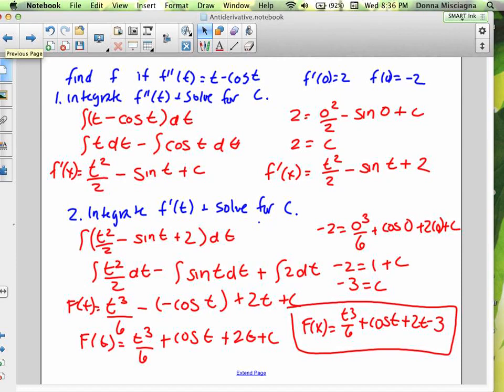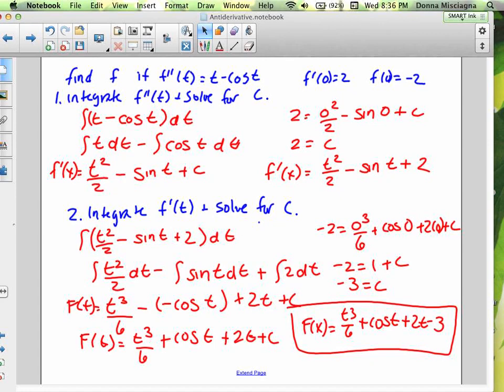Okay? So if we were to take the derivative here, I won't write it down, I'll just say it. The derivative of t cubed divided by 6, the 3 would move in front. So that's going to be 3 over 6, that's 1/2. So 1/2 t squared, and that would be minus sine plus 2. And that's what we have over here, right? T squared divided by 2 minus sine t plus 2, because the minus 3 would be lost.